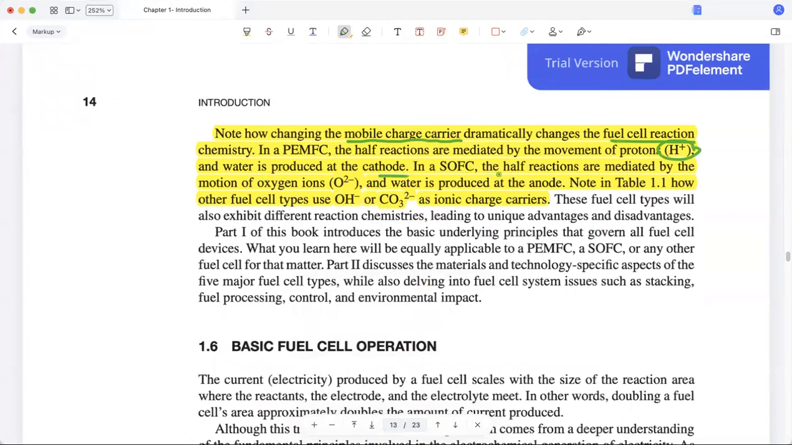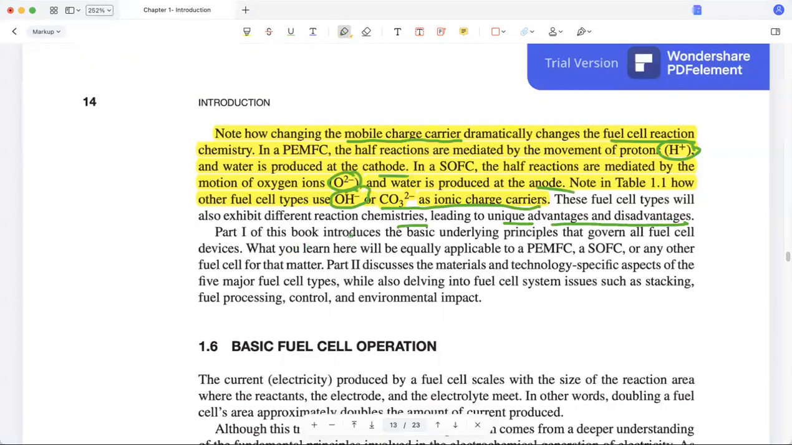In the solid oxide fuel cell, the half cell reactions are mediated by the motion of O2 minus ions and water is produced at the anode. Another fuel cell type uses the hydroxide ion or the carbonate ion as charge carriers. These fuel cell types will also exhibit different reaction chemistries, leading to unique advantages and disadvantages.